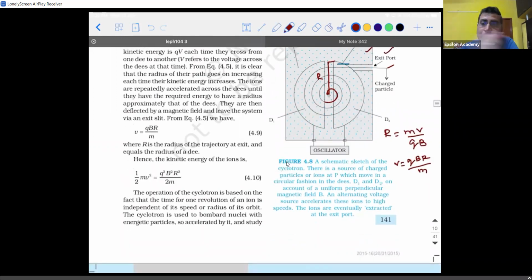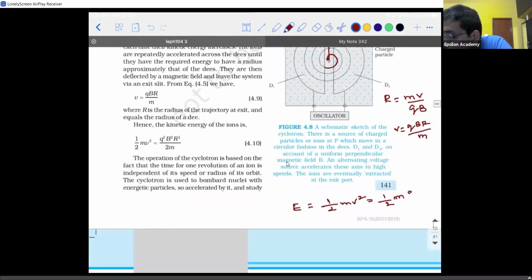Right. So what is the only energy with which the particle is going to come out? It is going to be kinetic energy, and the kinetic energy of the particle is half m v square, or half m into q square B square R square divided by m square. m and m will get cancelled. So q square B square R square divided by 2m is going to be the energy with which the particle is going to come out. Okay, so that's all with the derivation, nothing else.